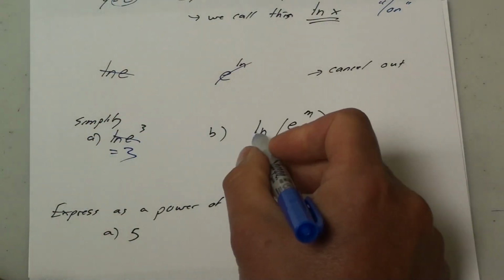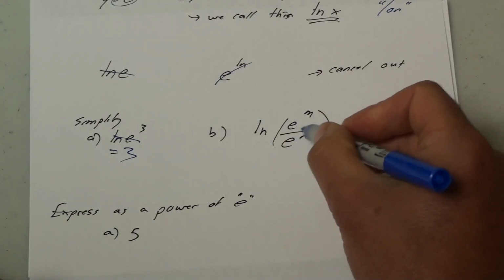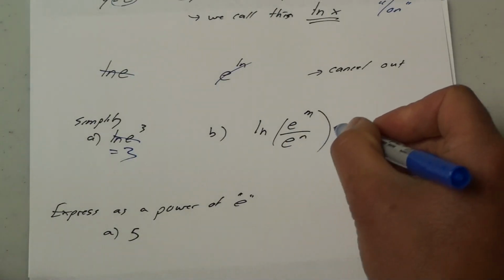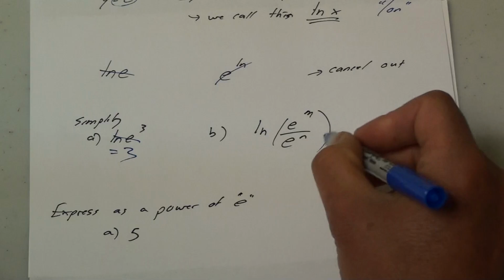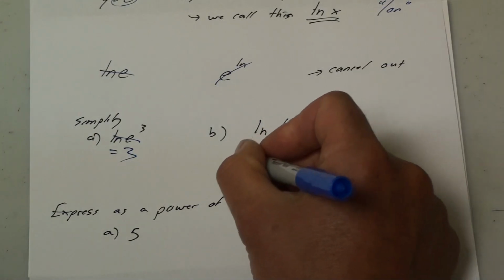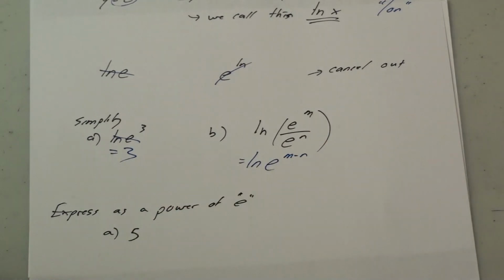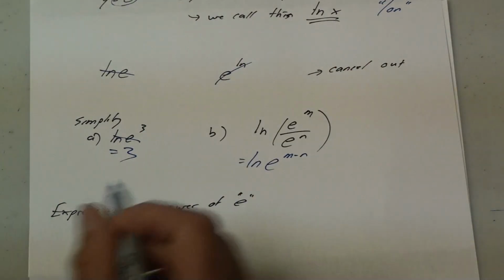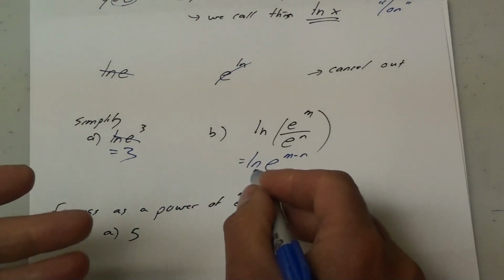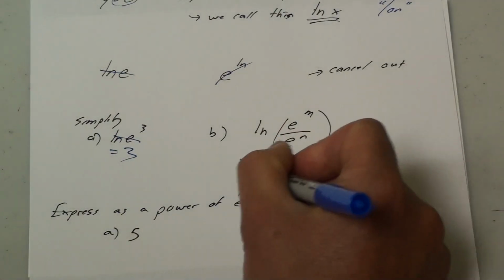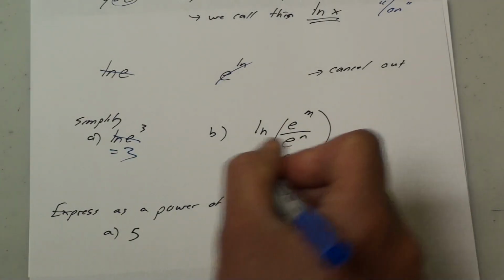If I have the natural log of e to the m divided by e to the n, if I do a little simplifying on what's in the brackets first, this is dividing, which means subtraction. Natural log of e to the m minus n. Dividing means subtracting. Now I have down to one exponent, one logarithm, natural log and e side by side. The answer is simply m minus n.